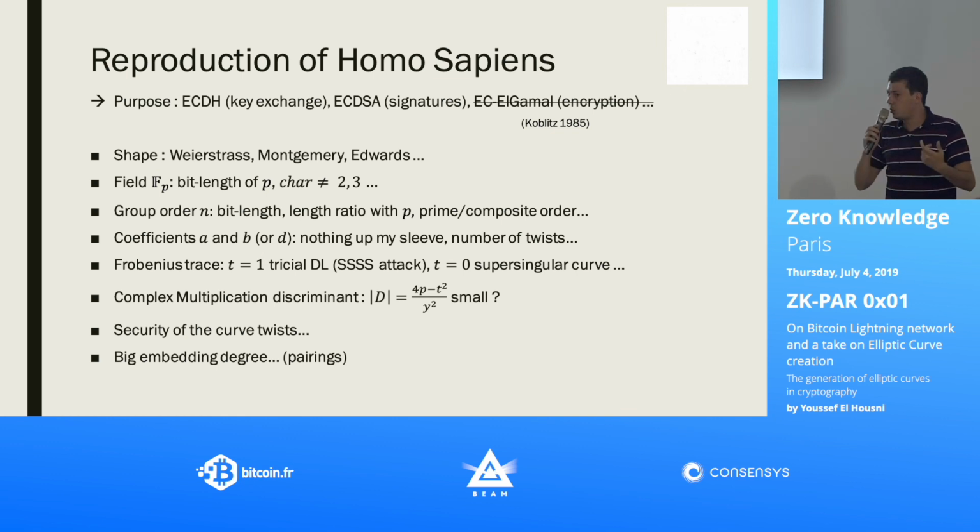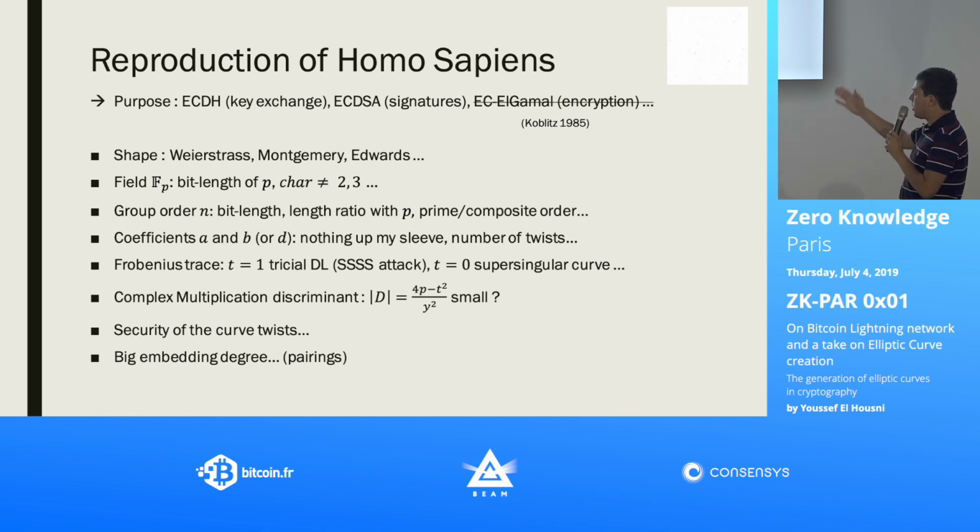Do I want the order to be prime or not? There are attacks, for example, if you have composite order. An attack last year in Monero used elliptic curves that have composite order. And then I need, of course, to find my coefficients. So if I define my elliptic curve in Weierstrass form, what are the a and b, for example? I need to specify the Frobenius trace, the t that is in the order of the group.